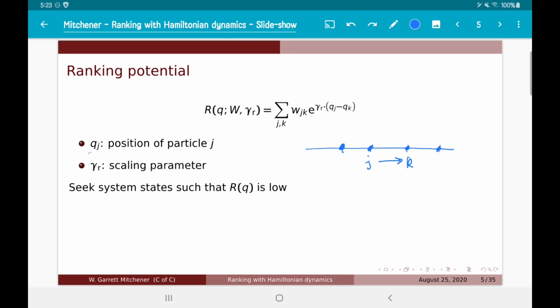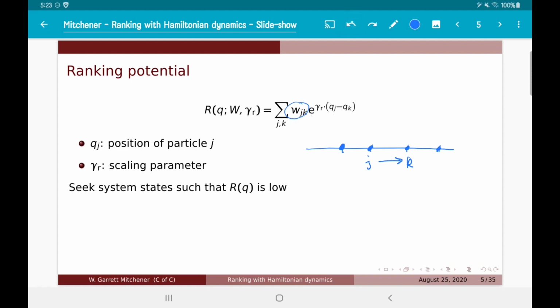I'm going to use q sub j to represent the position of particle j. The gamma r is a scaling parameter that basically allows you to define units. And I've put the elements of the comparison matrix here. There are other places that you could put them. For example, you can actually move them up into the exponent.